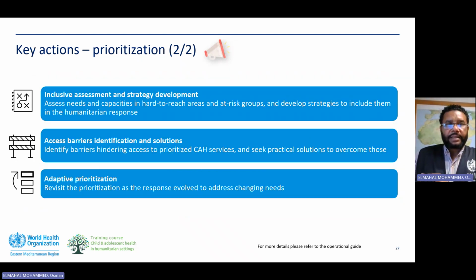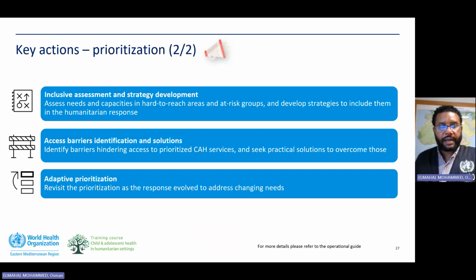interventions. Then we need to include inclusive assessment and strategy development: assess needs and capacity in hard-to-reach areas and at-risk groups, and develop a strategy on how to include them in the humanitarian setting. Some people cannot be accessed or are hard to reach, so how can we have a strategy to make sure that our interventions are inclusive?